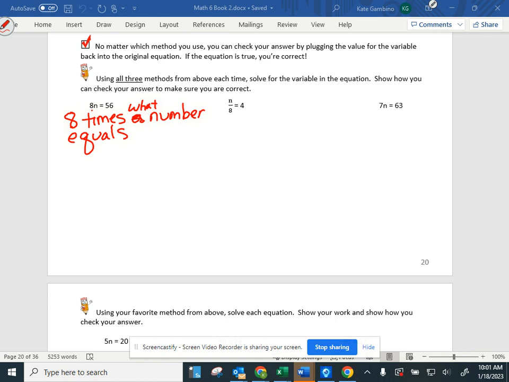So 8 times what number equals 56? And the answer is 7. Right? We know 8 times 7 equals 56. Then we want to show it with our opposite operations. So I'm going to write our equation over.